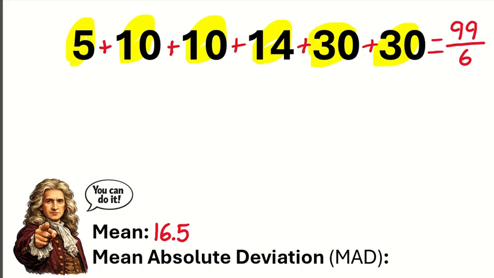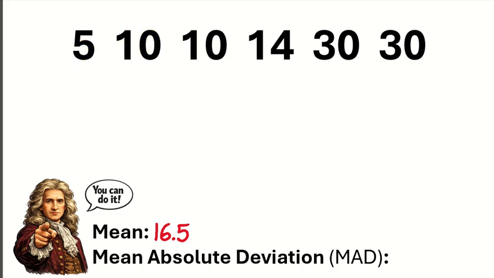Now, let's go ahead and erase that, clean it up all nice for us, because now we simply need to find out how far each of these numbers are away from the mean. How far is 5 from 16.5? How far is 10 from 16.5? And so on and so forth. And those will be our new data values. So let's go ahead and do that.